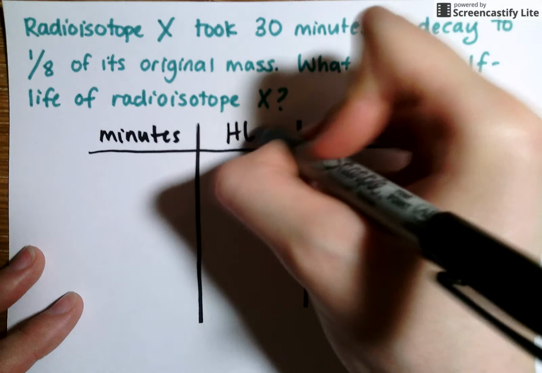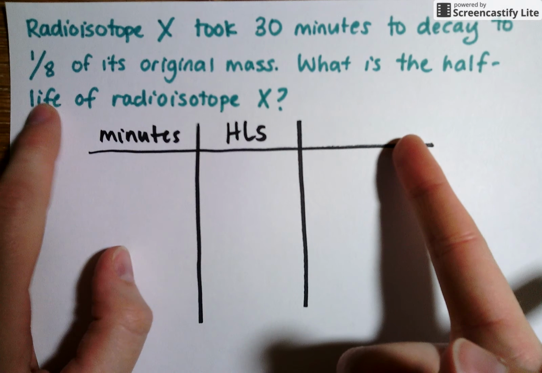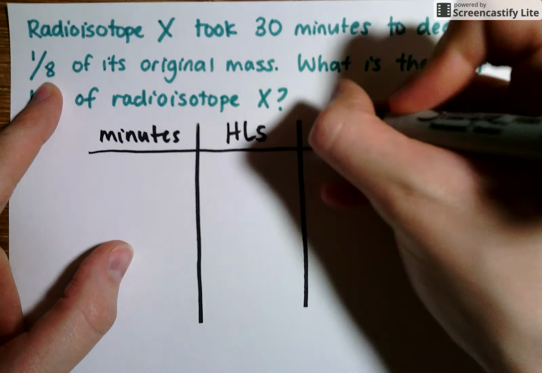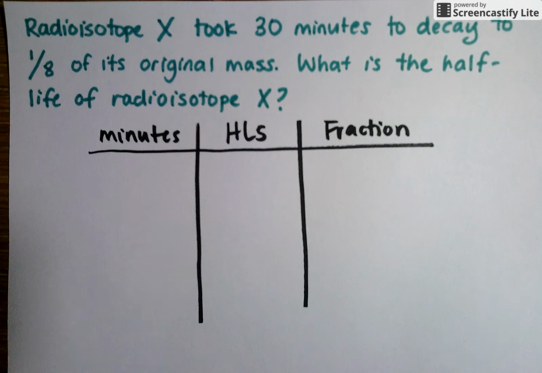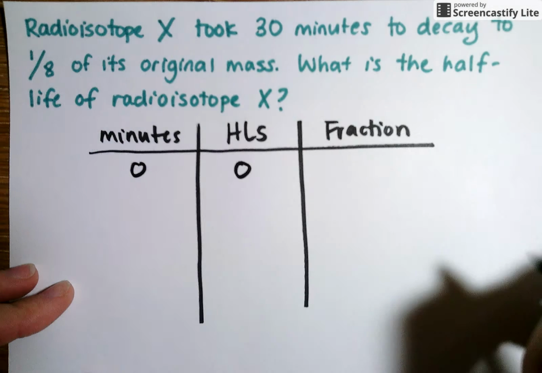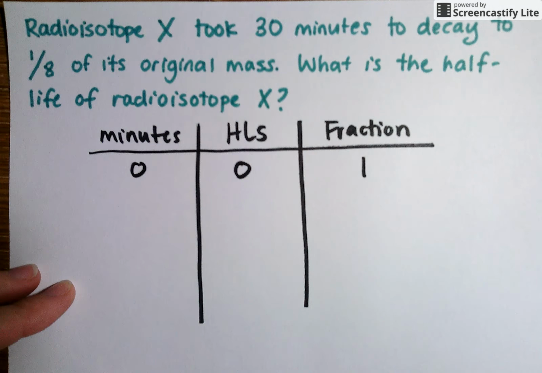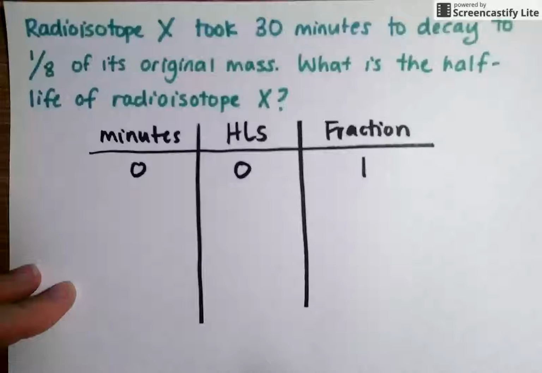Half-lives is going to be my divider. And over on the right-hand side, I usually deal with mass. And here it's giving me mass in fractions. So I'll just keep track of the fraction that remains on the right-hand side of my table. So I know after 0 minutes, 0 half-lives have passed by, and I certainly still have my whole sample. I know I'm going to be decaying this whole sample as half-lives go by.